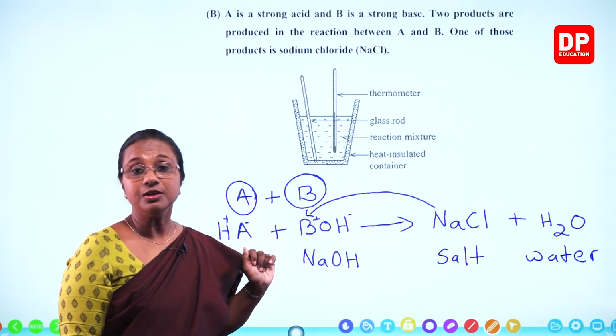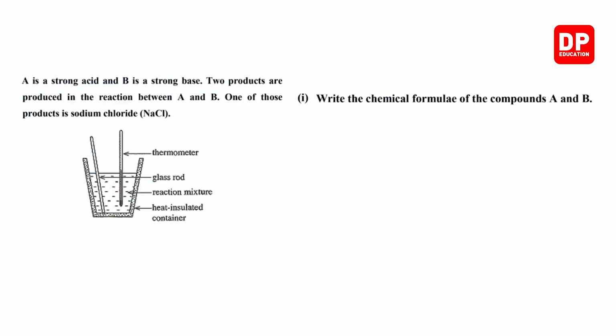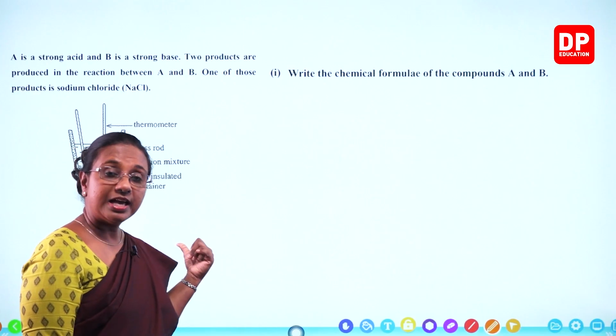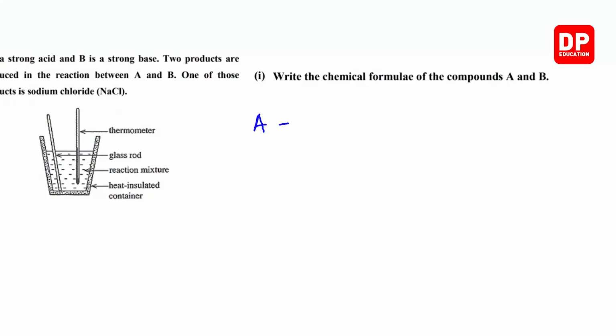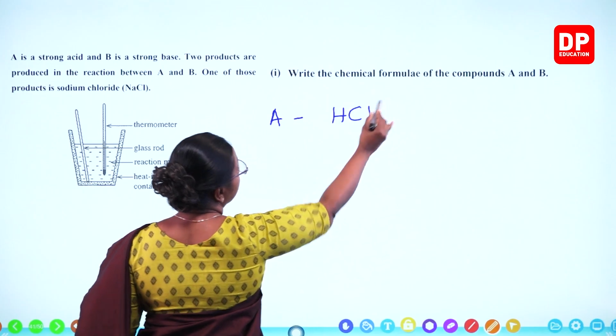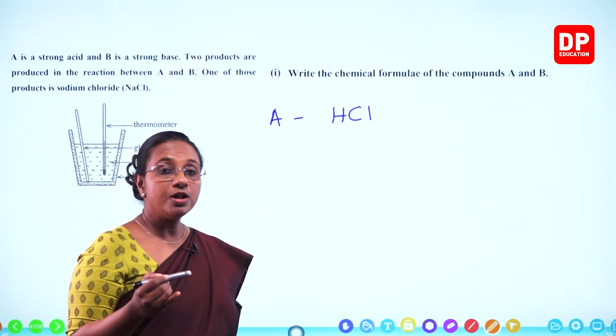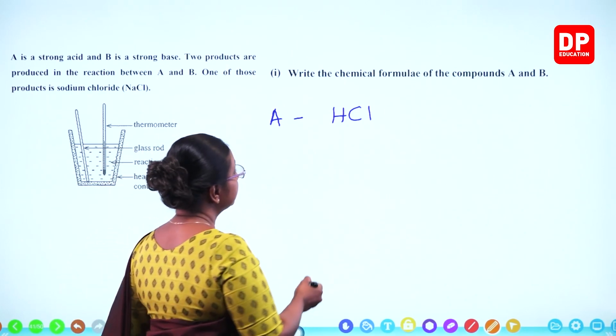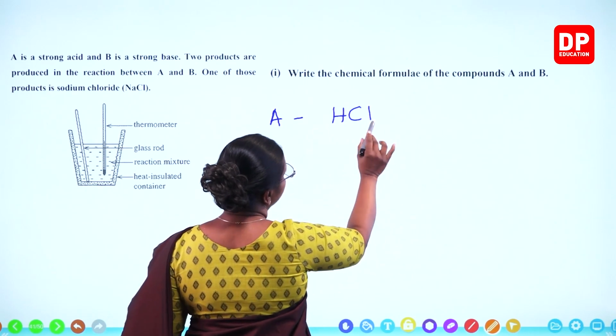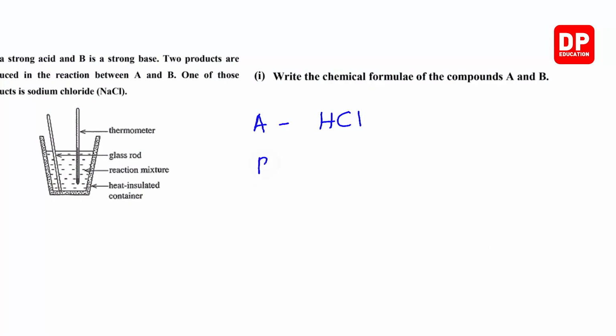Now let's look at the questions related to this. So here again the same diagram and the introduction is given to you. First question, write the chemical formulae of the compounds A and B. So we have already identified the compounds. So we can say A, HCl. You need to write the chemical formulae. So here also it's not a must to write the physical states. You all know it is in the aqueous state, but only the chemical formulae. Say hydrogen chloride, HCl. And B is NaOH.